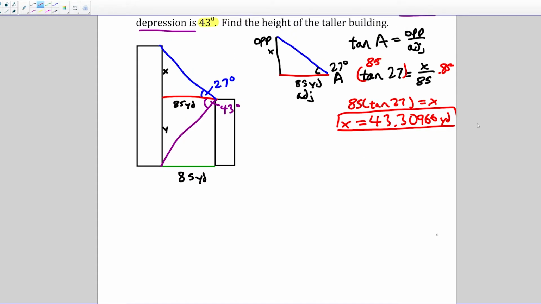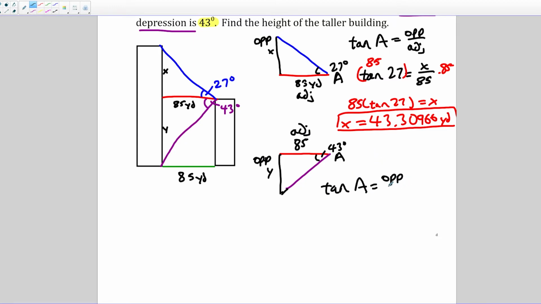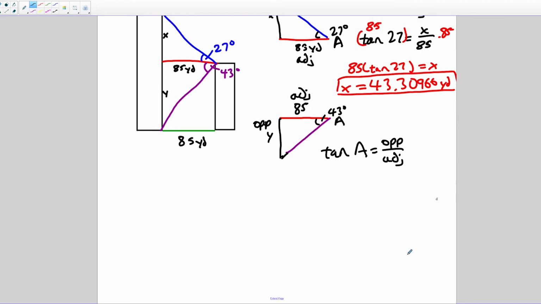So the bottom triangle, I've got my red side up top, which will still be the 85. I've got the purple here, and then let's go with my black here. I know that this is Y. I've got my 85 up top, and this angle of depression was 43 degrees, and I'll call that angle A. We are working with the opposite side and the adjacent side, so once again, we're using the tangent ratio. Tangent of A is equal to opposite over adjacent. Let's fill those in. So tangent of 43 is equal to Y over 85.